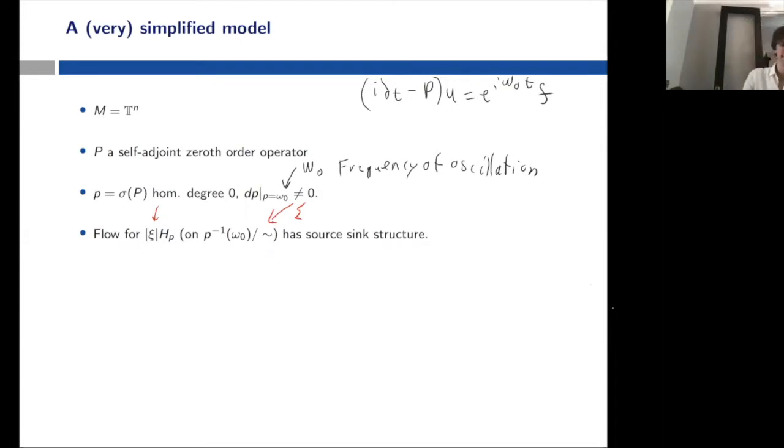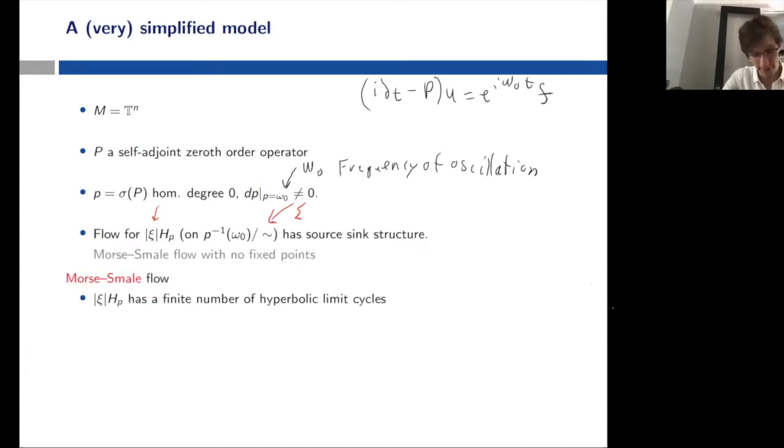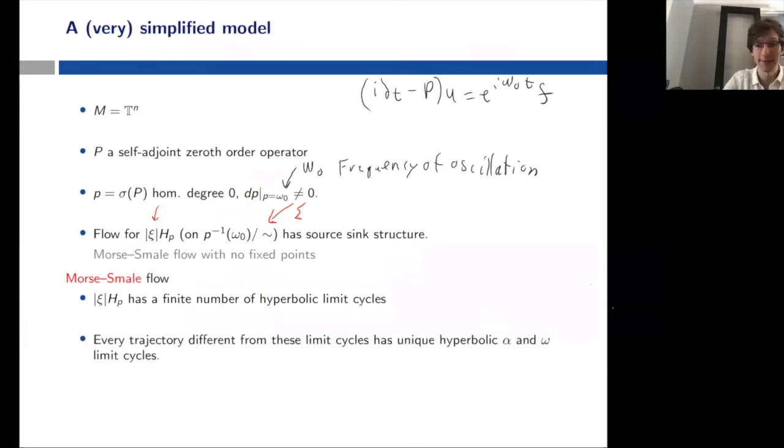And I'm going to ask that this has some kind of source sink structure. So more precisely, I'm going to ask that it be Morse-Smale. So what does that mean? That means that it should have a finite number of hyperbolic limit cycles, and every trajectory which is not one of these limit cycles should have a unique forward and backward limit that's one of these limit cycles, right? So this is the nice stable model for hyperbolic dynamics. Okay, and all of this, remember, is happening at infinity somehow.